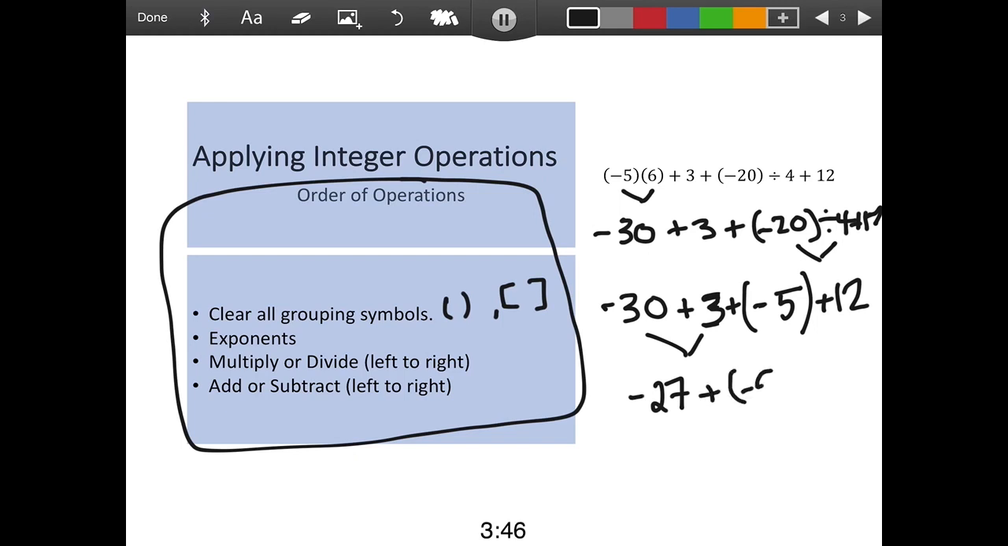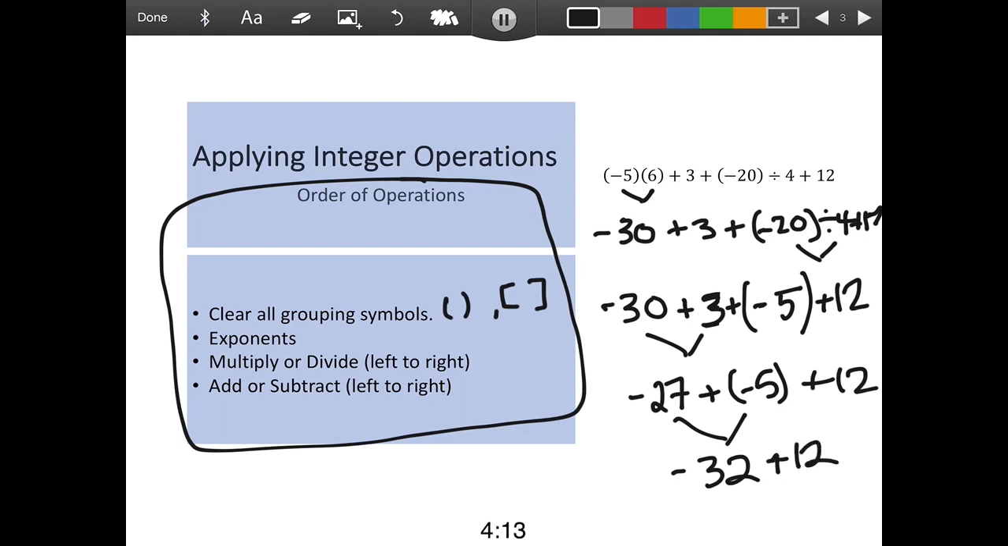Then I've got plus -5 plus 12. Now I've got -27 plus -5. My signs are the same, so I'm just going to add those two together. And I'm going to get -32. Now remember, it is negative because both signs are negative, so I'm going to keep that same sign.